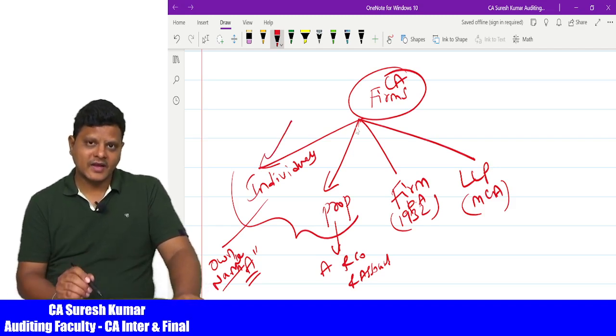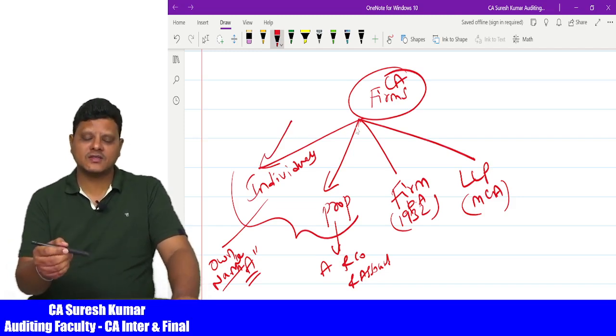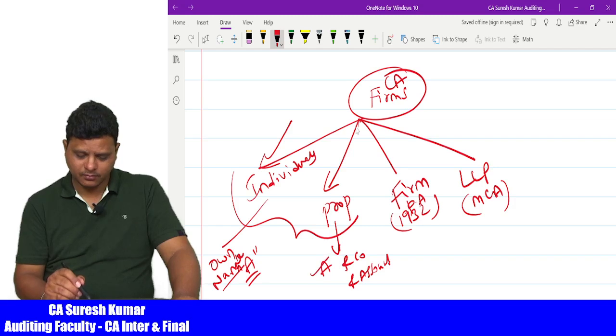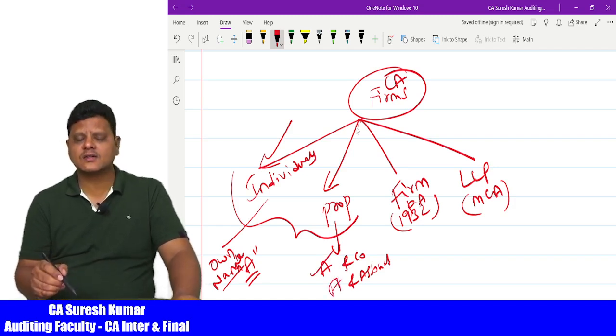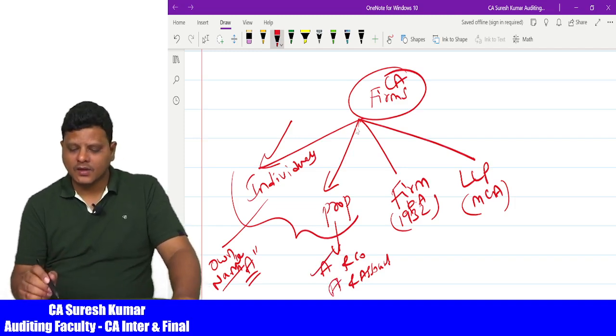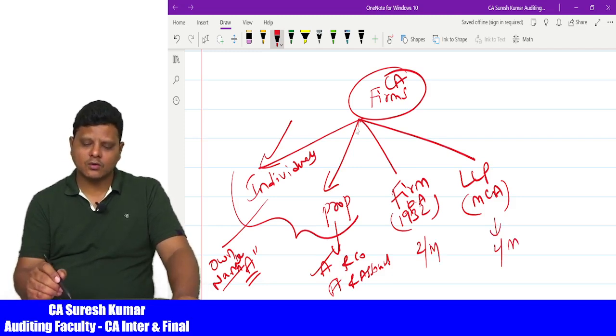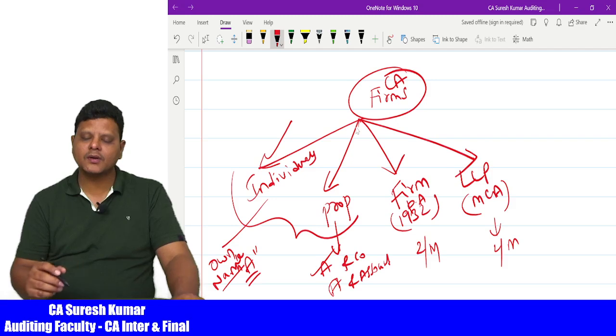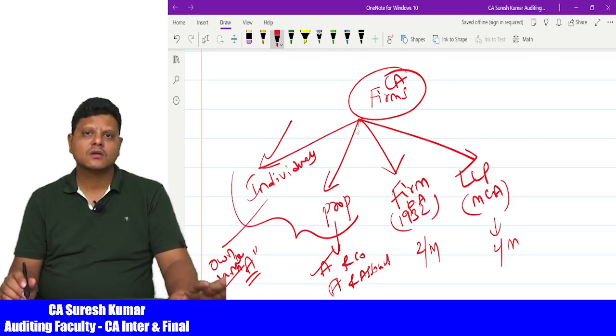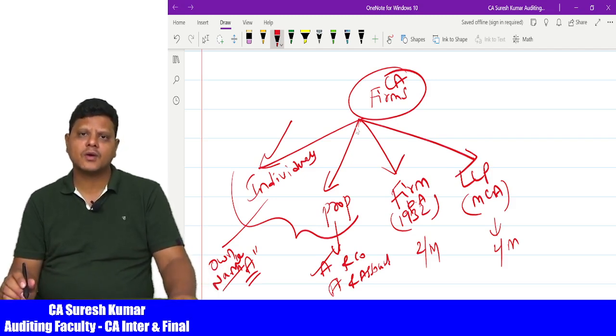When Mr. A has taken the permission from the ICAI to form A and Co. or A and Associates, then it is called a proprietary firm. Then partnership firms have 2 or more persons. Here also LLP, 2 or more persons. Partnership firms are controlled by the Partnership Act 1932. Limited liability partnership firms are controlled by the Ministry of Corporate Affairs as per the LLP Act 2008.